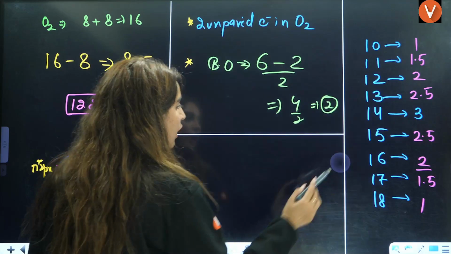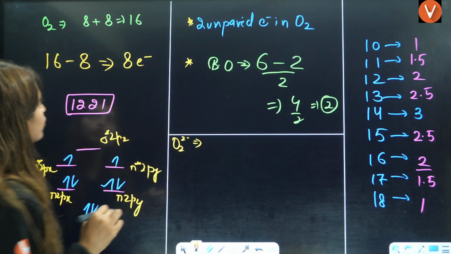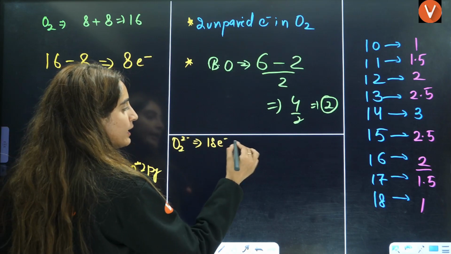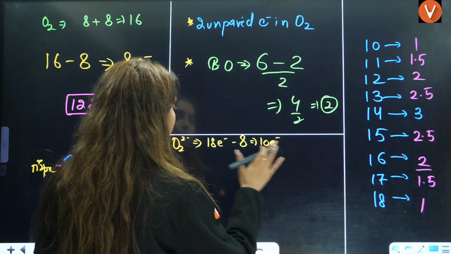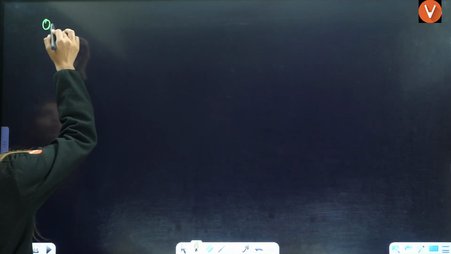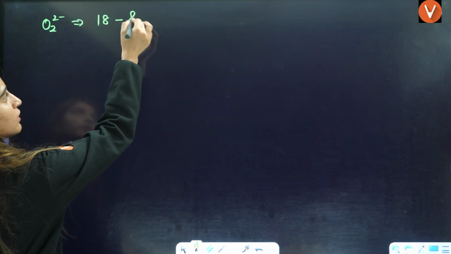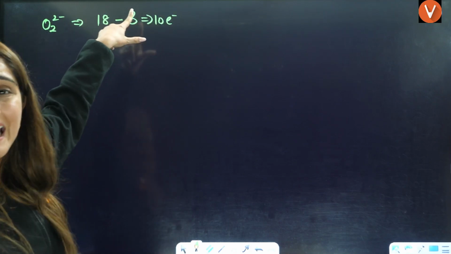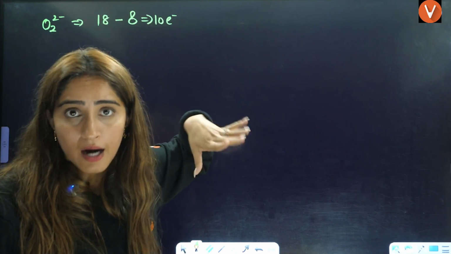Now they were talking about O2 2 negative. O2 2 negative means you are adding 2 electrons. That means in total you have 18 electrons. 18 minus 8 means you have 10 electrons. Now I'll tell you how I am doing this directly. I'll do that on the next page. O2 2 negative means 18 electrons, minus 8 means you have 10 electrons. How did I do that? I subtracted KK: sigma 1s, sigma star 1s, sigma 2s, sigma star 2s.